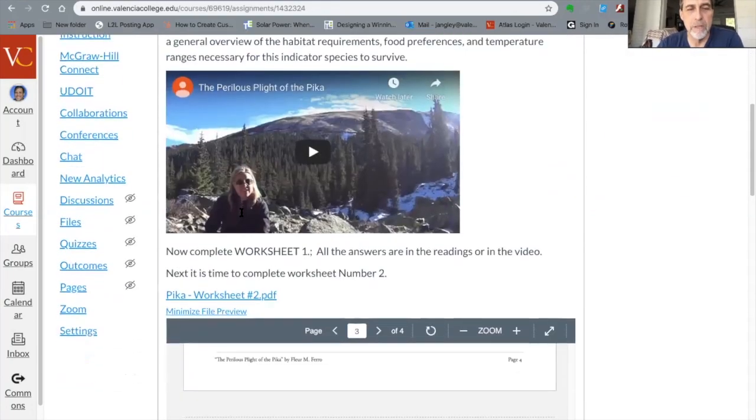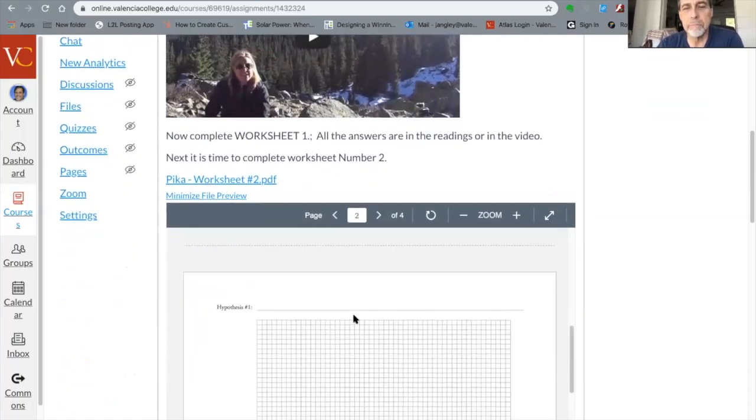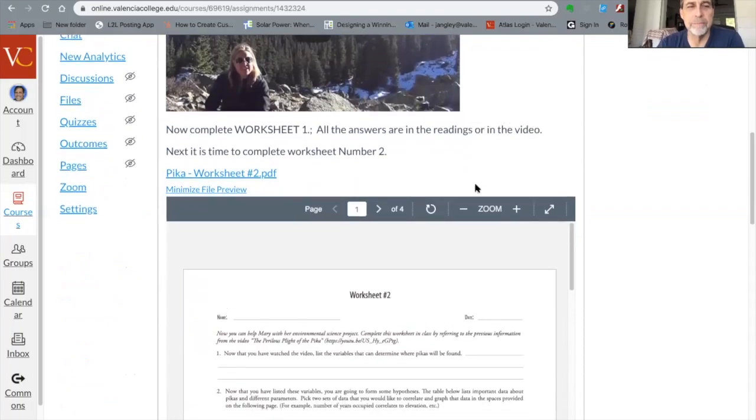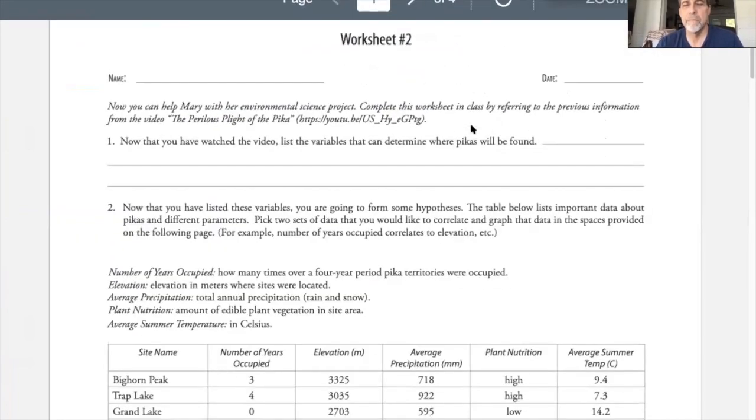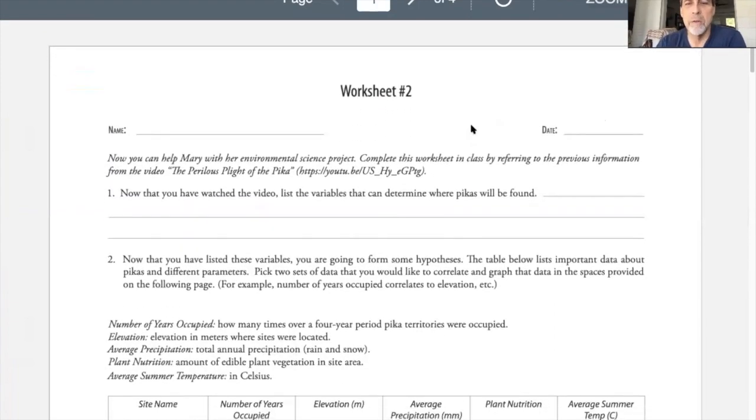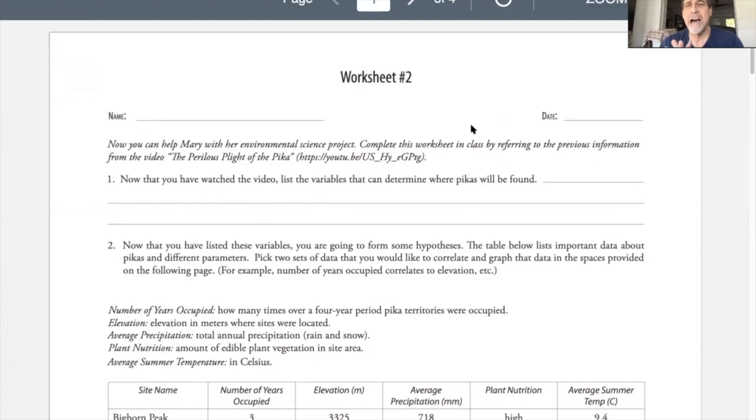Part two. So come down here and let's look at worksheet number 2. I'm going to blow this up a bit so we can focus in there. Let's zoom in. Okay. So this is worksheet number 2. What you've got to do here, now that you watched the video, is answer the question: what are the variables that determine where a Pika will be found? In the video, you learned about where the Pika likes to live, warm and cold, what the Pika likes to eat, how the Pika gets water to drink. All those things you learned about in the little video you watched a second ago.